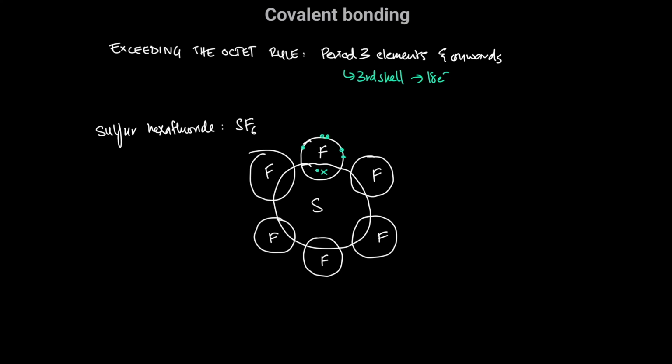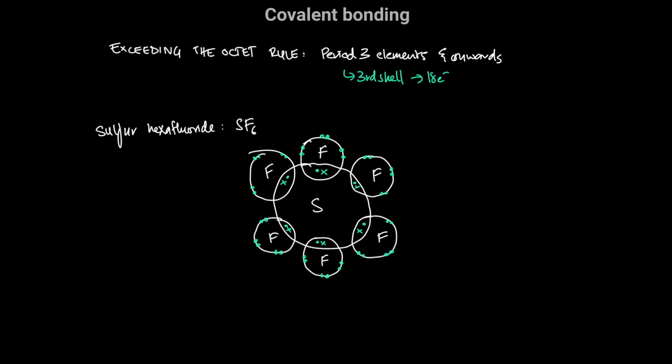So what's happening here is that each of the fluorine atoms is making a single bond with the central sulfur atom. And sulfur can make 6 single bonds because it has 6 valence electrons. Obviously, if you wanted to complete the dot and cross diagram, you have to show all the valence electrons for fluorine as well. So this is the dot and cross diagram for sulfur hexafluoride.